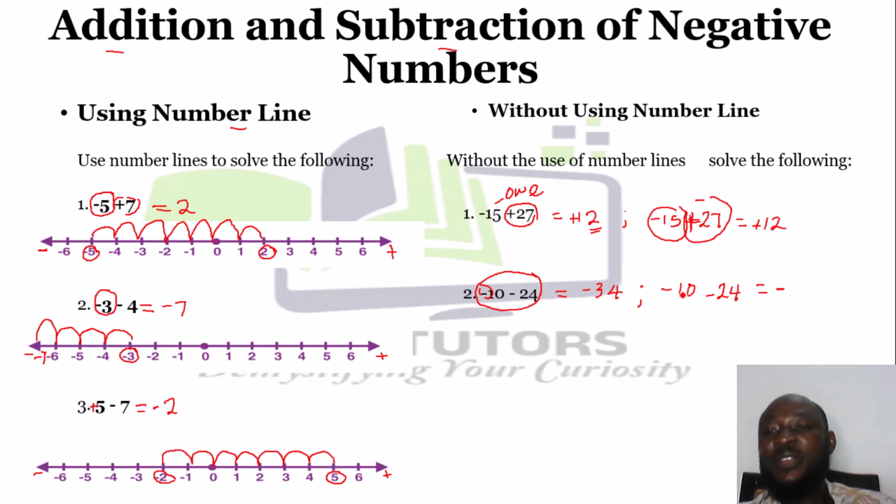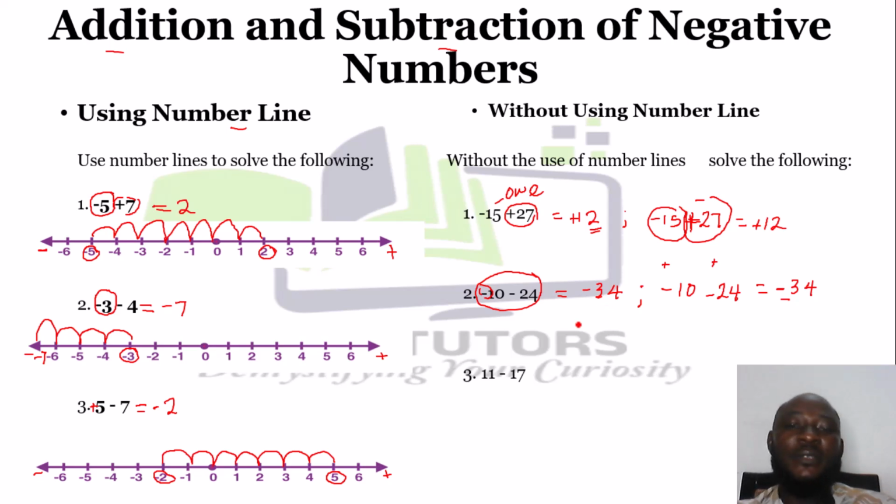So whenever you have the same signs like this, if I have positive, positive, I'm expected to write positive. But in this case, I have negative, negative, I'll write negative. Then I'll add the both of them. What will I get? 34. See, this is the same as this.